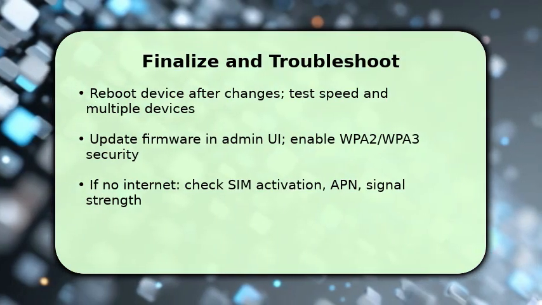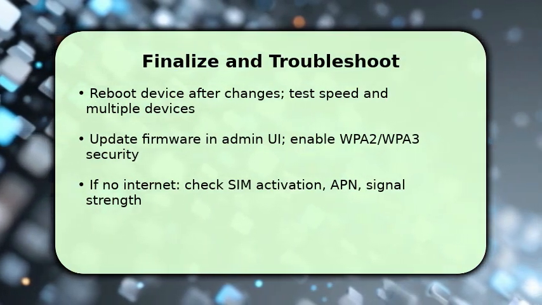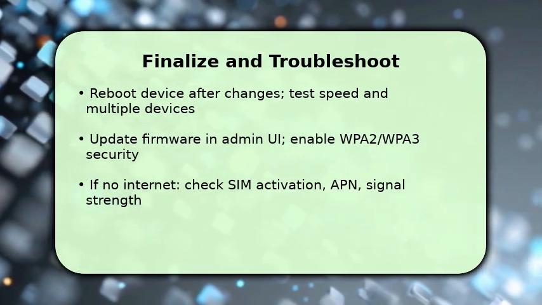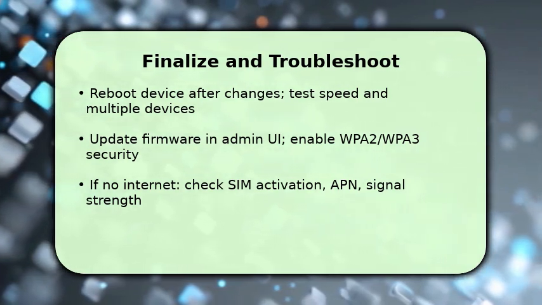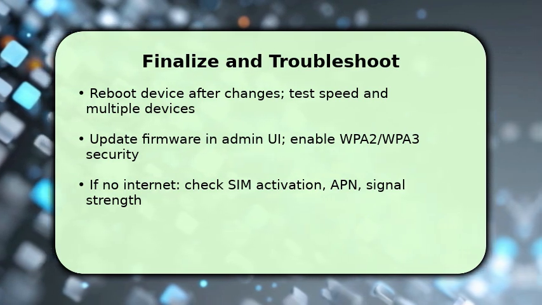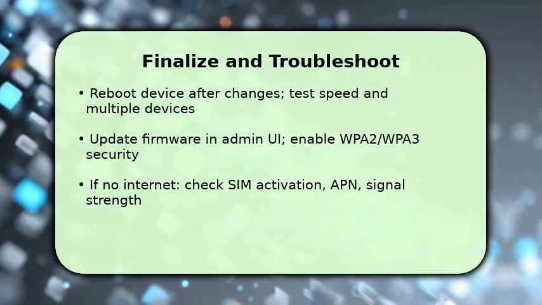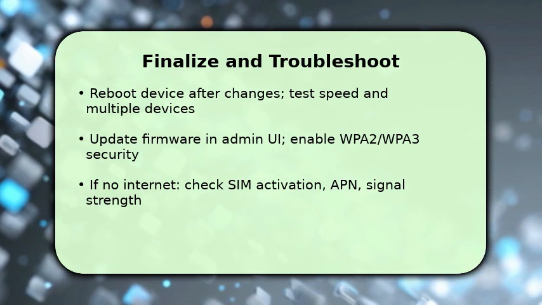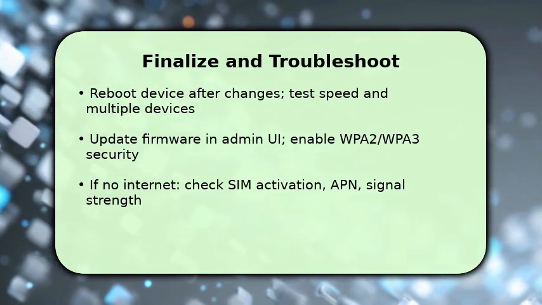You've applied settings and are almost done. Reboot the Jio Wi-Fi so changes take effect, and then test with 2 or 3 devices to confirm stability. Update firmware from the admin page to fix bugs and enable modern security like WPA2 or WPA3 for safer connections.